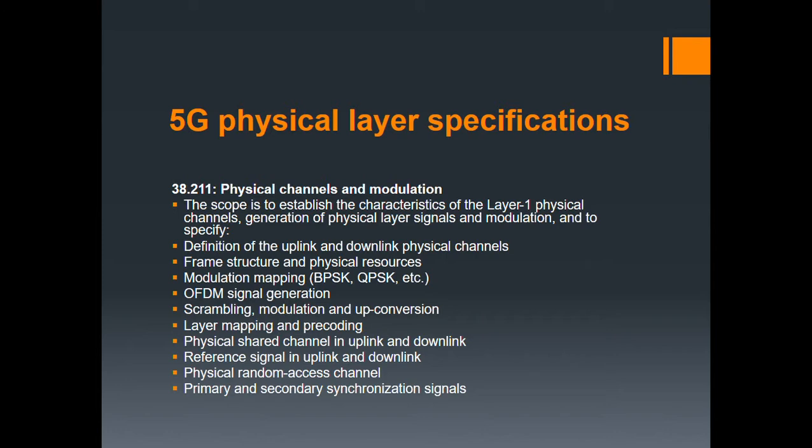38.211, the scope of this layer, physical layer, this standard defines the uplink and downlink physical channels, the frame structure which is 10 milliseconds, the resources like subcarriers and symbols, the modulations like BPSK, QPSK, QAM and OFDM signal, how they are generated, scrambling, modulation and up conversion, layer mapping and pre-coding, physical shared channel in the uplink and downlink, reference signal in the uplink and downlink, and random access channel, primary and secondary synchronization signals.